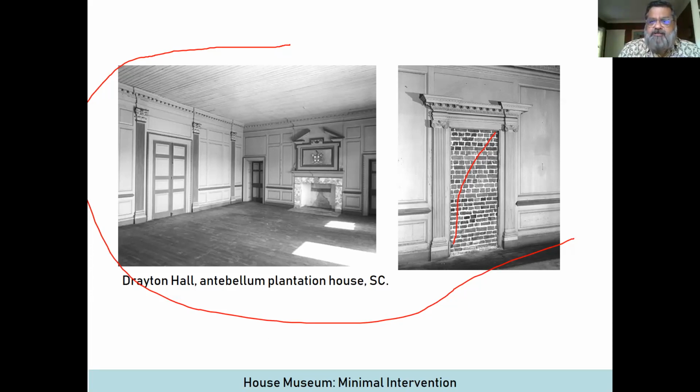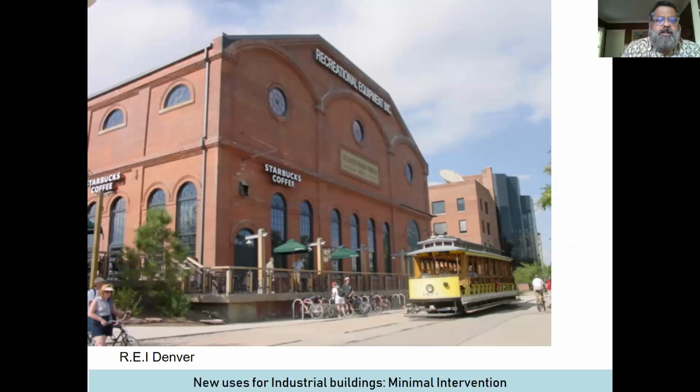You can see the house is very plain from inside. There's no period furnishing, and all the trust does is manage visitors as well as maintain the house from further deterioration. So that is one end of the spectrum, minimal intervention. Very quickly, more minimal interventions.